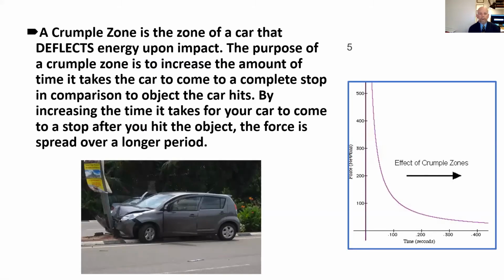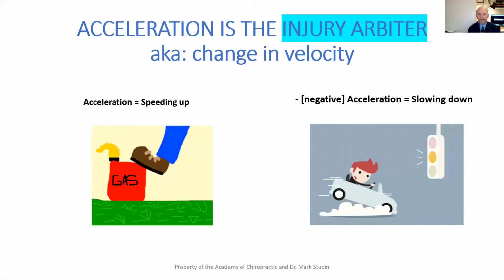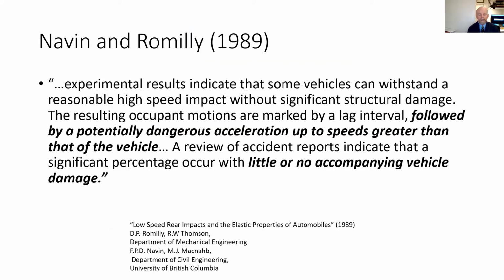Now, a crumple zone is a zone of a car that deflects energy upon impact. The purpose of a crumple zone is to increase the amount of time it takes the car to come to a complete stop in comparison to the object it hits. By increasing that time, the force is spread over a longer period. And as we talked about before, acceleration is the injury arbiter, all right, the change in velocity. Acceleration is the speeding up, and negative acceleration is slowing down. All right, now let's get into the references.